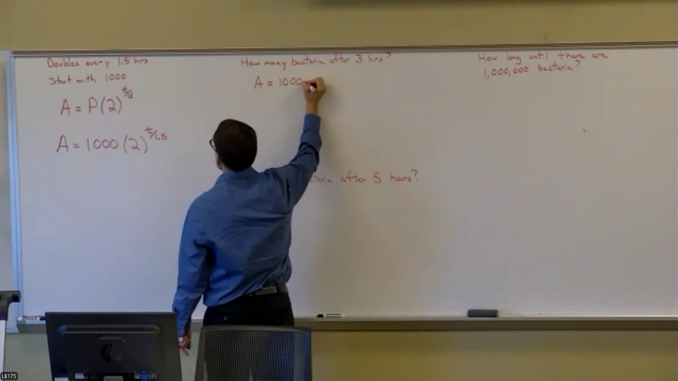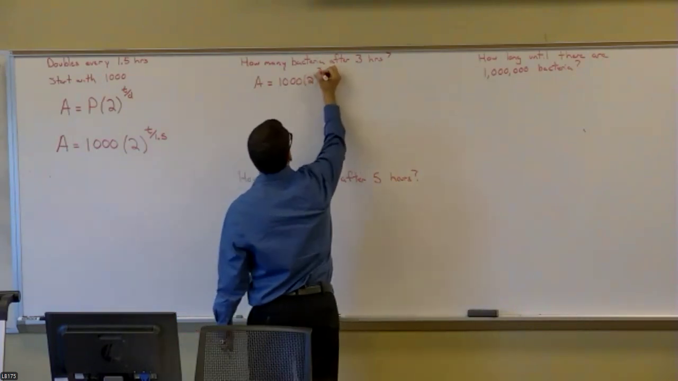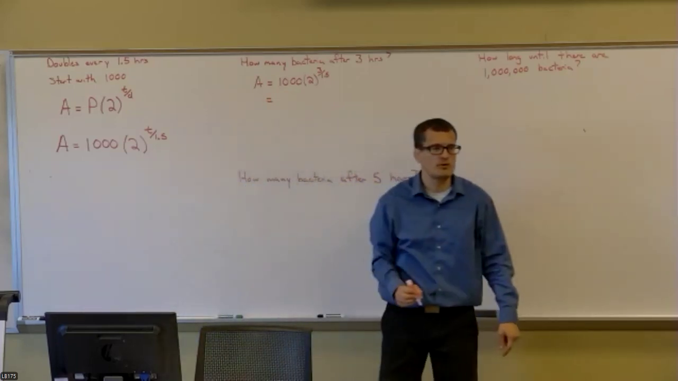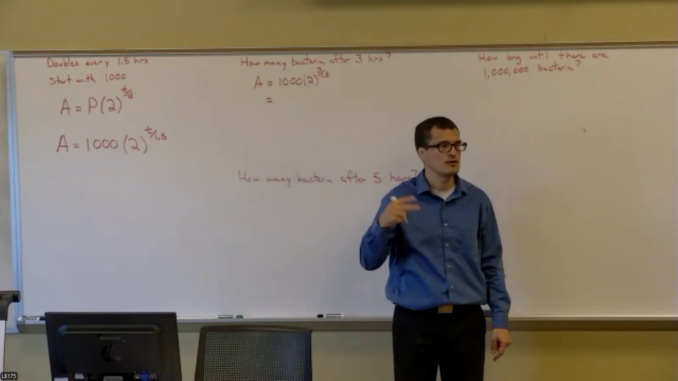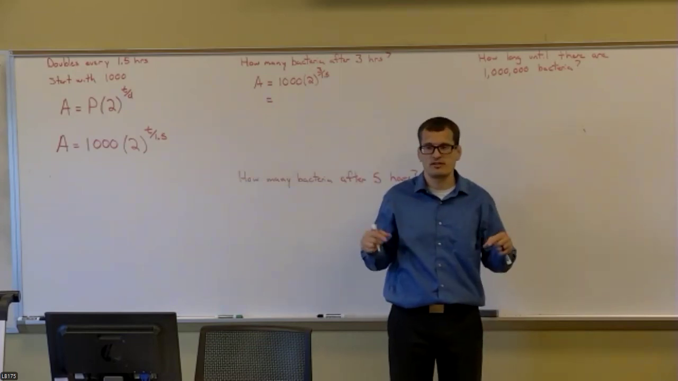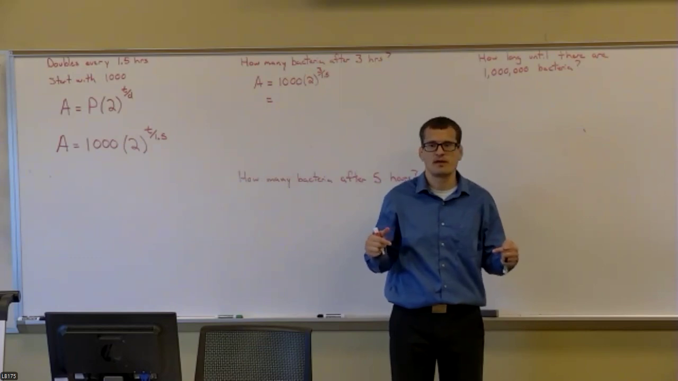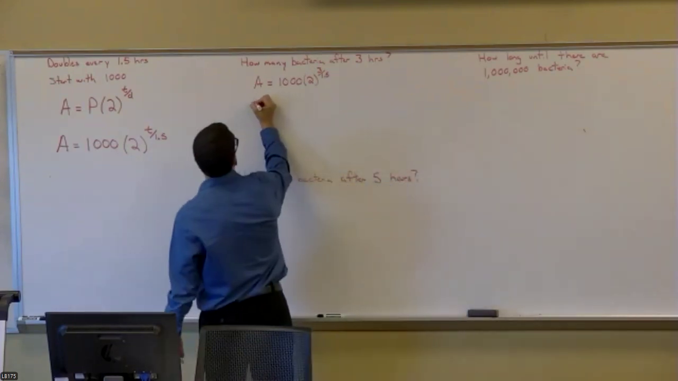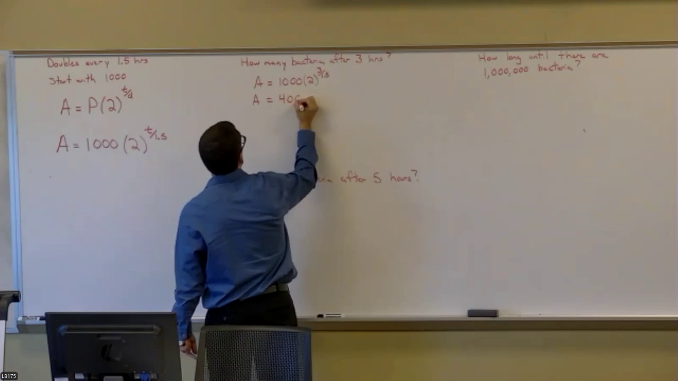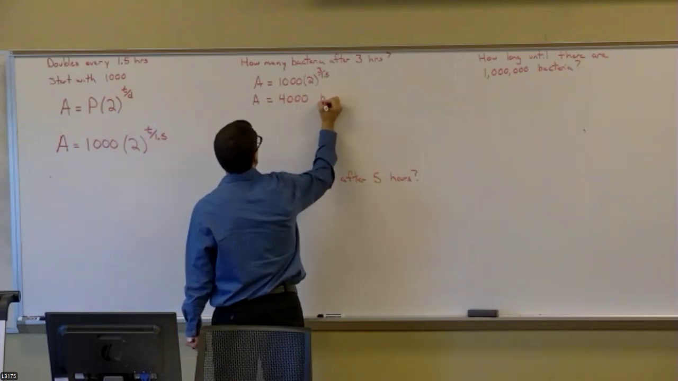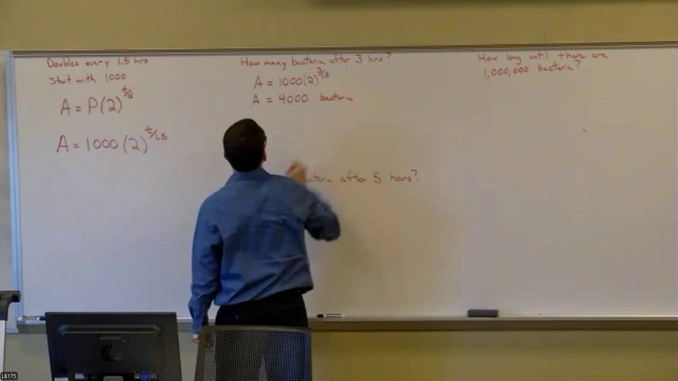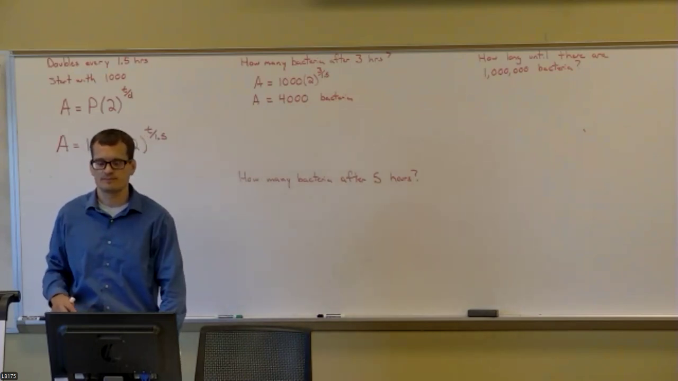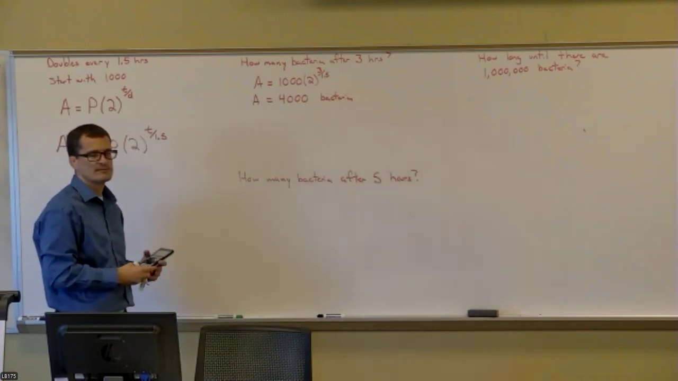After 3 hours, by the way, 3 divided by 1.5 is just 2. So that's basically just 2 doubling periods. So if we take 1,000, double it, you get to 2,000. Double it again, you get to 4,000. Does that make sense? So when you plug that in, you would end up with 4,000 bacteria after 3 hours. You take 1,000, double it, then double it again. You can also just plug it into your calculator.